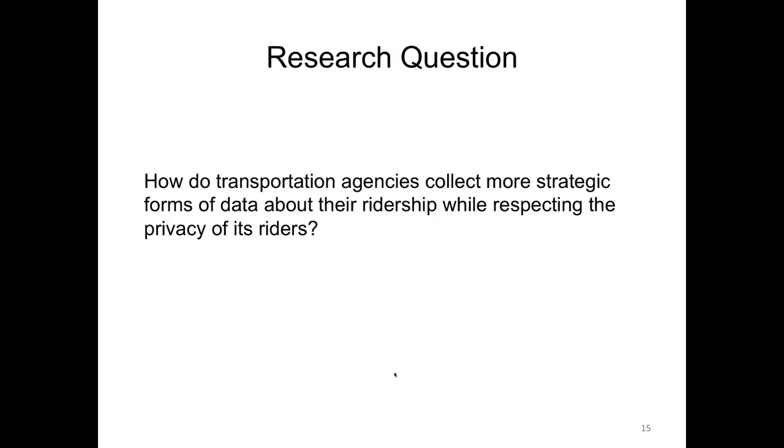Can we track you before you get on a bus and after to find out where you're going? There's a whole trade-off between the richness of data that we want to collect, while at the same time trying to respect the privacy of riders. So this big thought process and literature review that we conducted really brought us to this question: how do transportation agencies collect more strategic forms of data about their ridership while respecting the privacy of its riders?